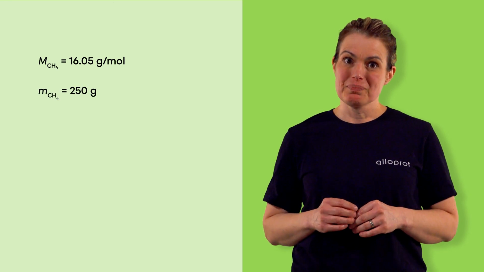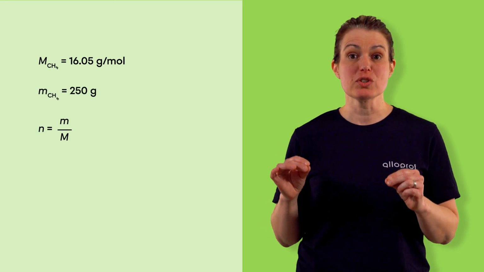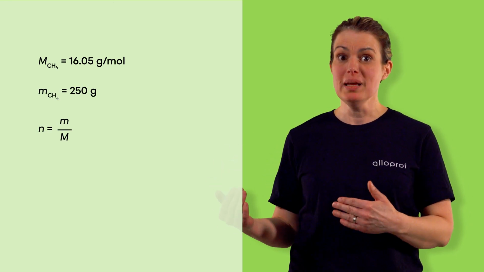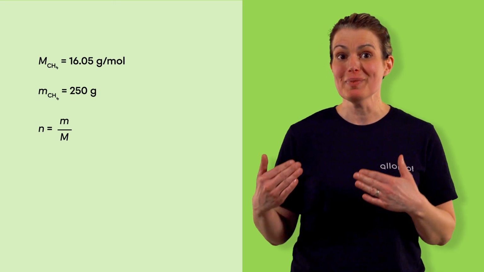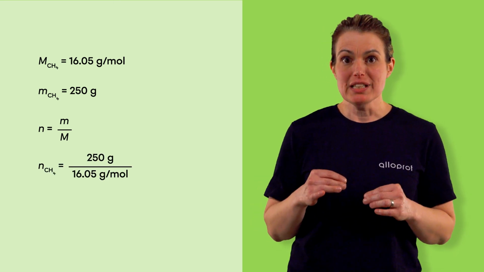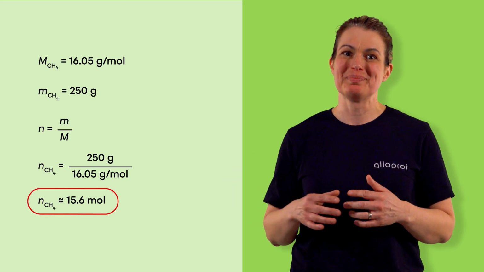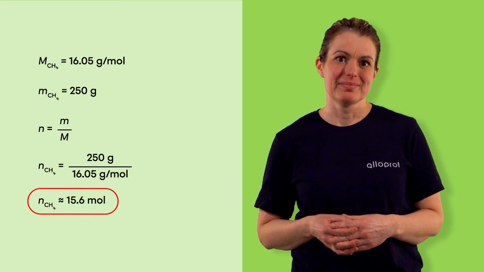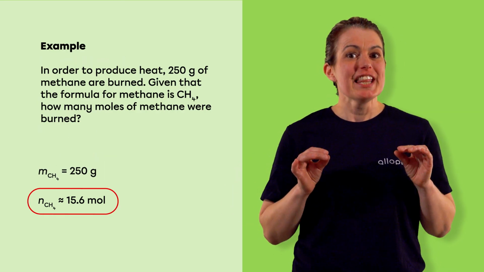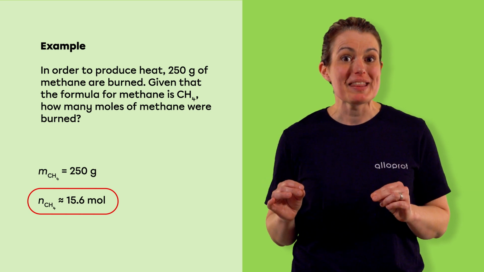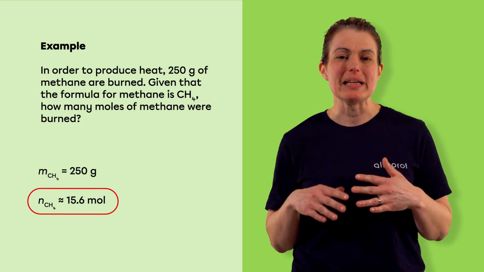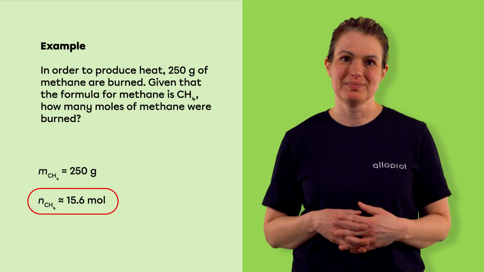Now the molar mass and the mass of methane are known. The formula n equals small m over large M can be used to calculate the number of moles of methane. We place the values in the formula and obtain an approximate value of 15.6 moles. To answer the question, the 250 grams of burned methane corresponds to approximately 15.6 moles.